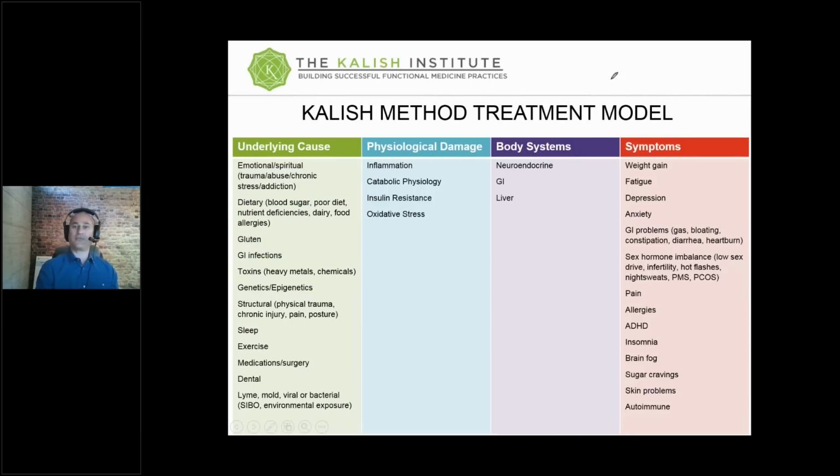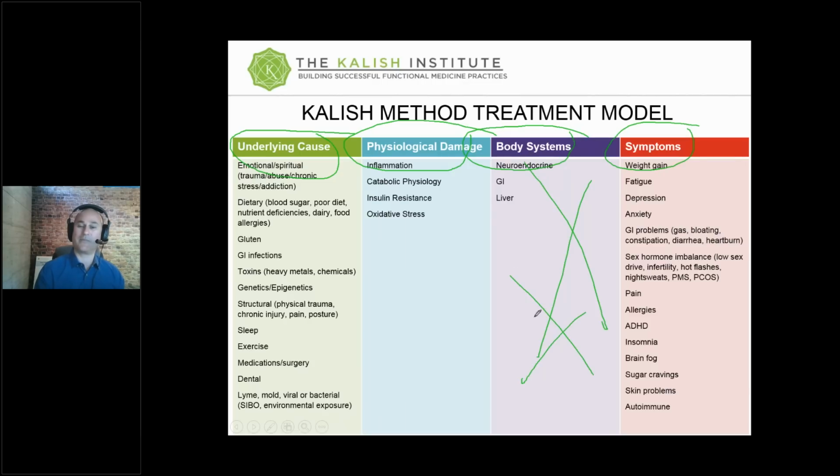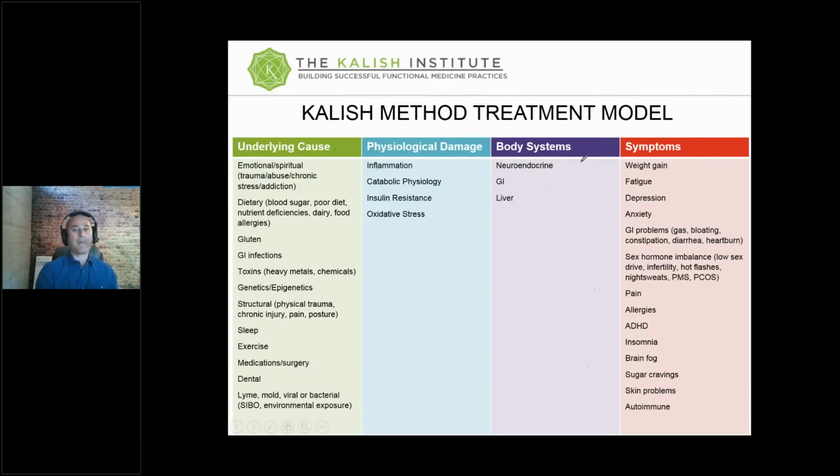So again, the adrenals are rarely an underlying cause. In the scheme of how I look at things here, they're pretty far down the line, right? There's an underlying cause, there's damage that occurs, and then eventually these body systems start to fail, and then people have symptoms. So we're in this box tonight, dealing with correcting the body systems. So what does that mean? That means that an adrenal program by itself is most likely not going to address the underlying cause of the problem.